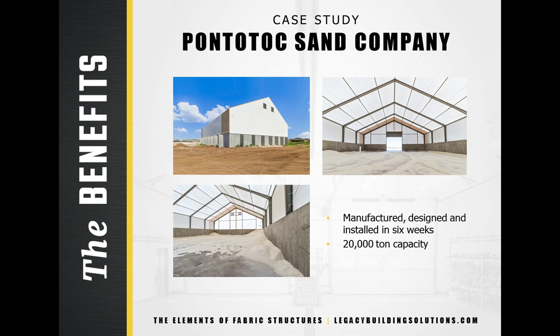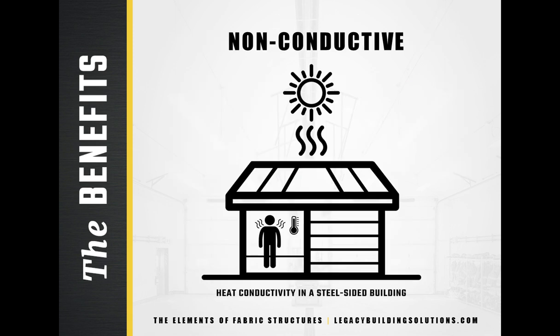Speed of construction is often a priority, like in this building for Pontotoc Sands Company in Oklahoma. This building measures 8,000 square feet and is on a cast-in-place foundation storing 20,000 tons of frac sand. Construction was completed in a very strict timetable, 6 weeks from the beginning of engineering through to manufacturing and construction.